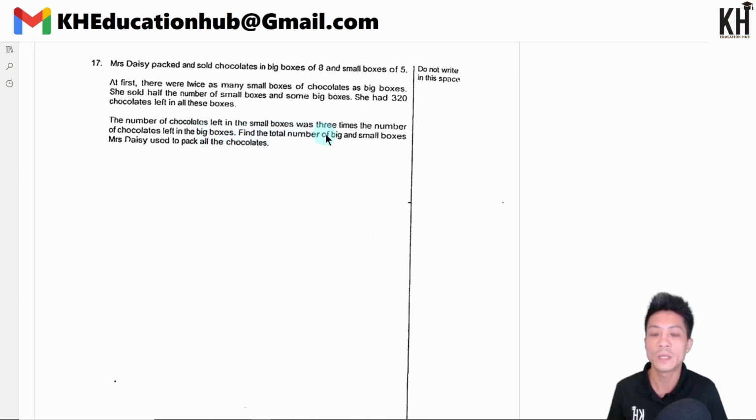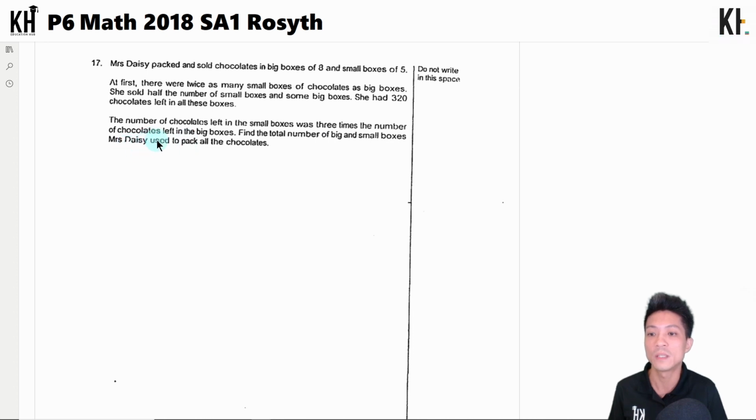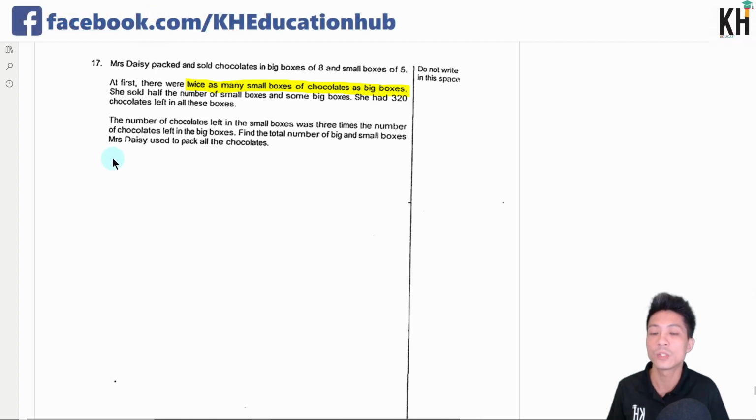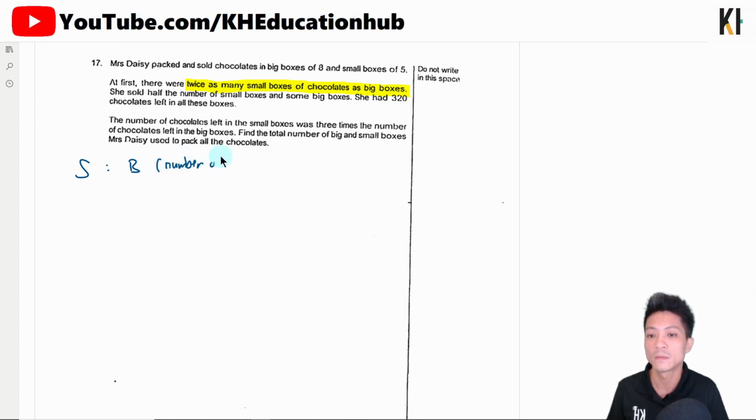Find the total number of big and small boxes Mrs. Daisy used to pack all the chocolates. Okay, so the first clue that I'm going to use is there were twice as many small boxes of chocolates as big boxes, which means that the ratio of small to big, this one is the number of boxes, is 2:1.